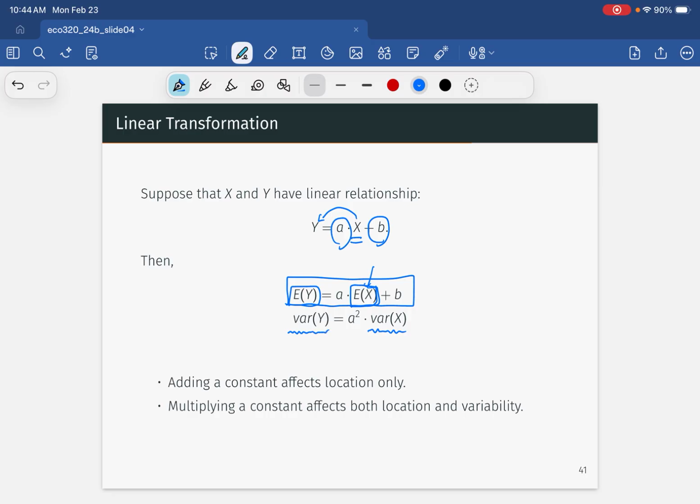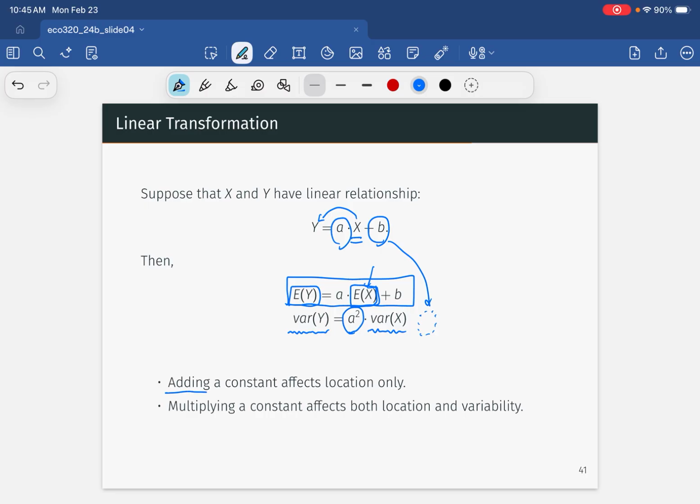How can you do that? First, you have to square the multiplicative constant a, right? And ignore the addition. Addition does not appear in the variance, does not affect the variance. This is the rule. And I explained the idea.